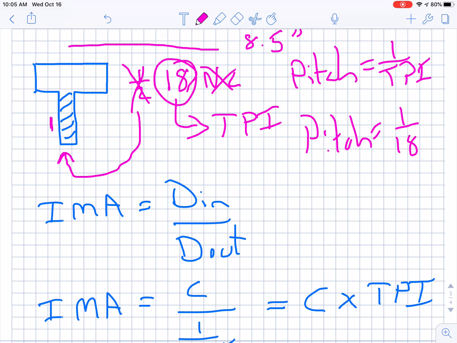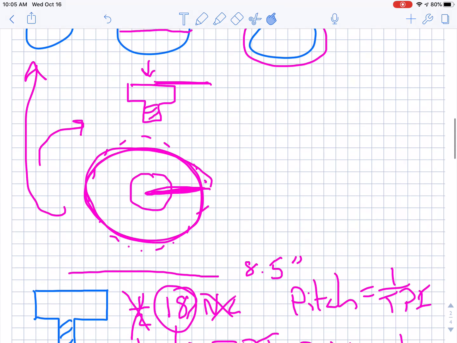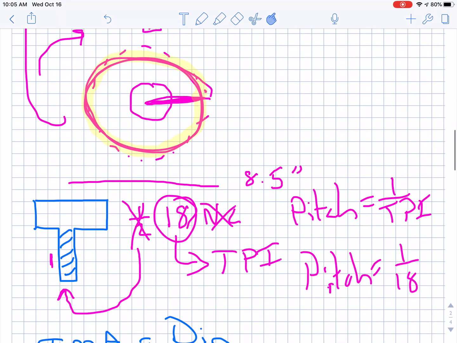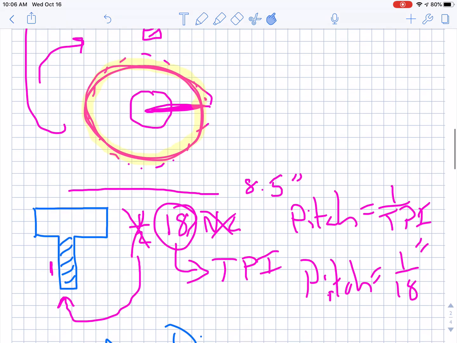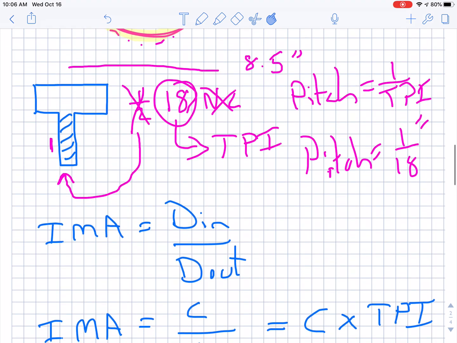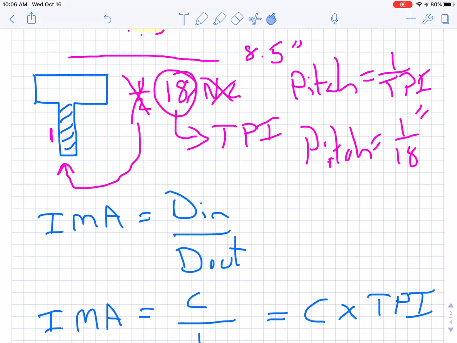Here's what that means. In one revolution of this wrench, right there, what happened when you just did that? When we did that, the bolt went down an 18th of an inch. That's what pitch is. Just to review, we know the parts of a circle. We know that half inch represents the diameter of the threaded part of the bolt. We know 18 is TPI. We know pitch is 1 divided by TPI.